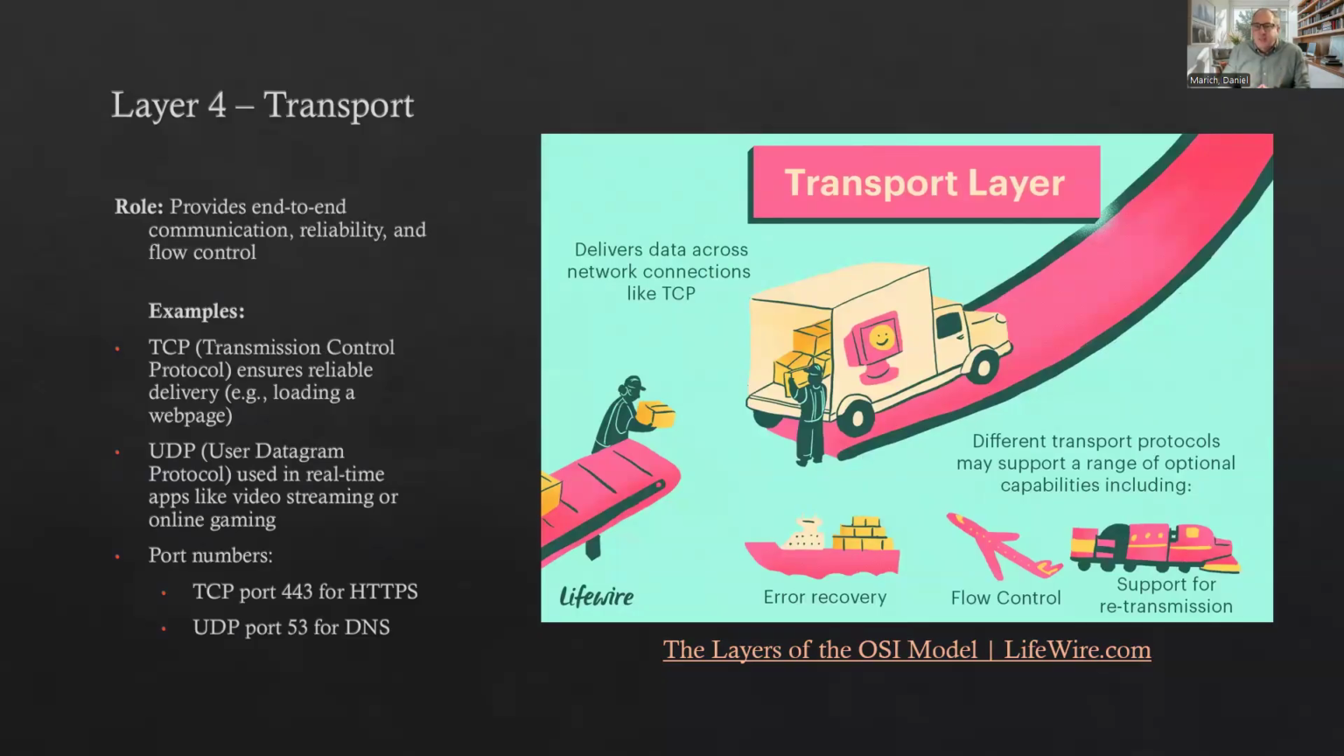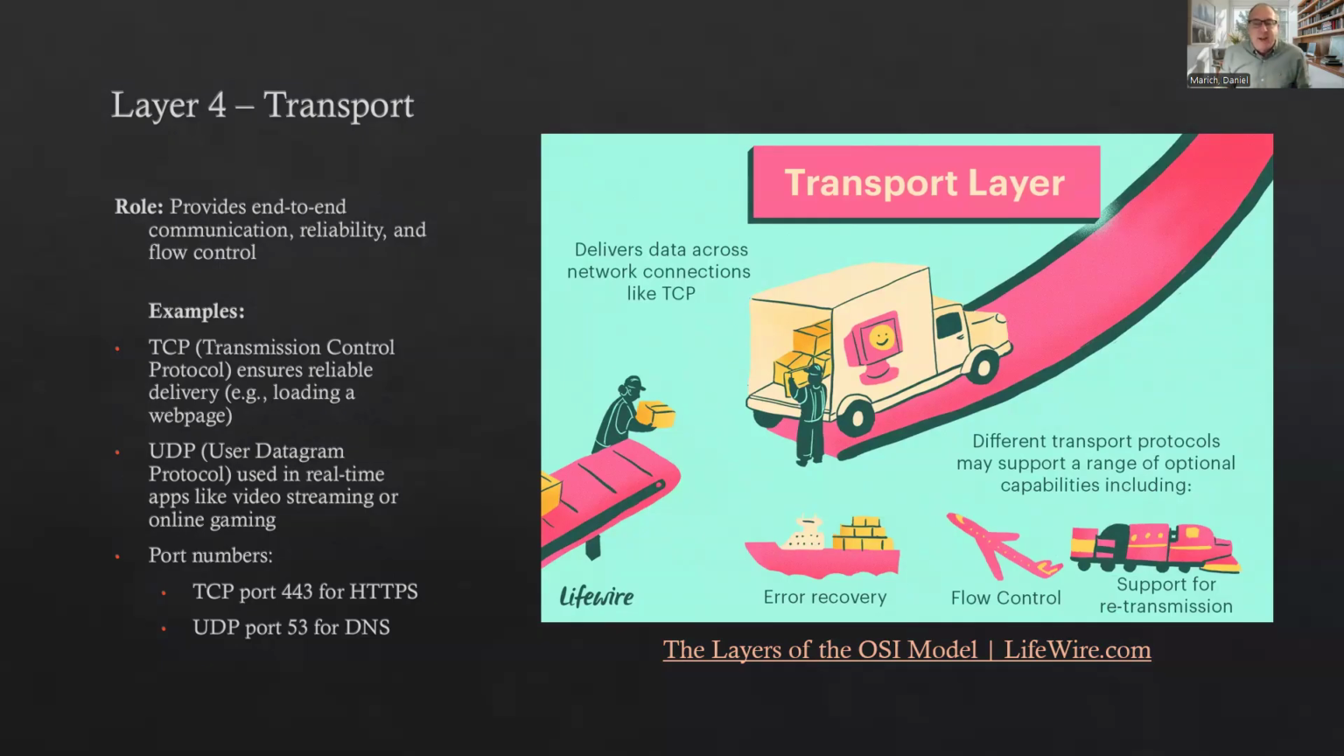Then we get to our transport layer. The transport layer provides end-to-end communication, reliability, and flow control. So Transmission Control Protocol, TCP, provides reliable connection-oriented communication. For example, when you load a web page over HTTPS, TCP ensures that all the packets arrive in the correct order. Very important in our internet backbone protocols.